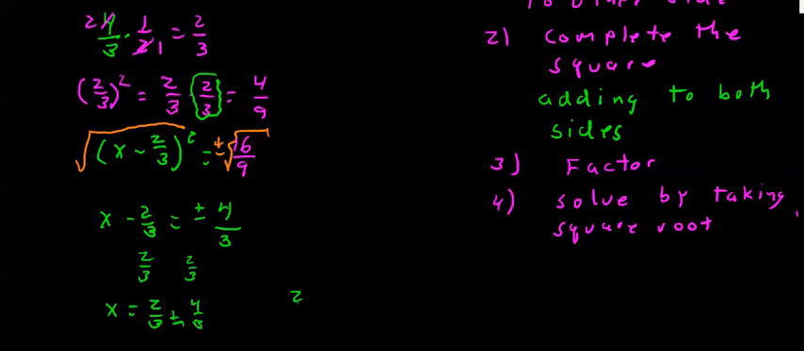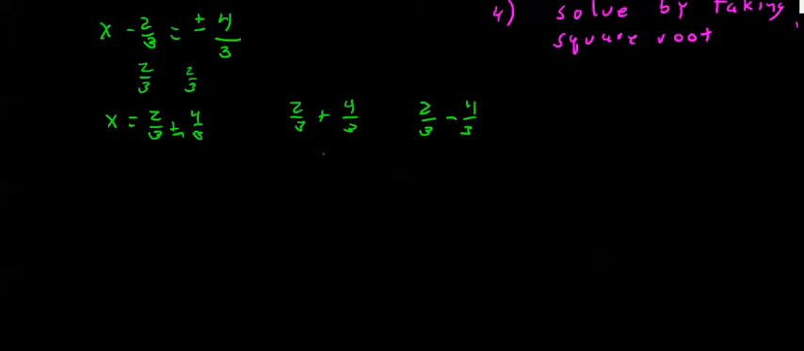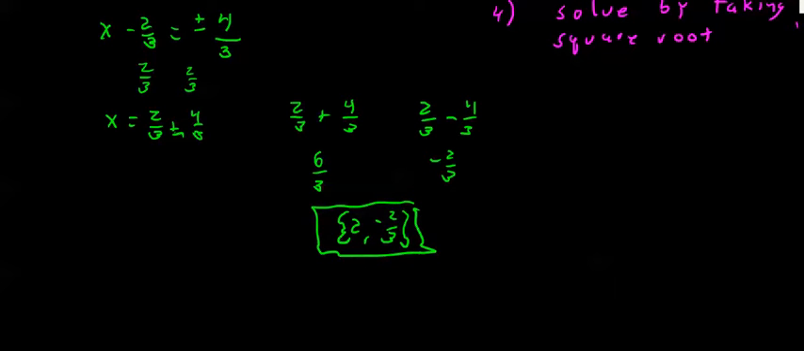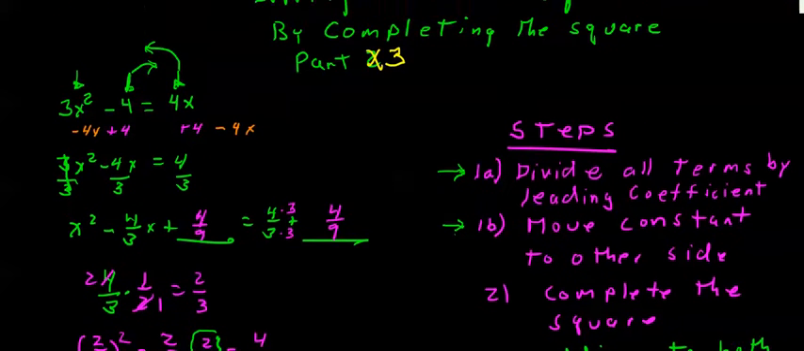That means 2/3 plus 4/3 and 2/3 minus 4/3, which is equal to, and we're almost done, 6/3 or 2 and negative 2/3. And we are done. All right? Easy peasy.